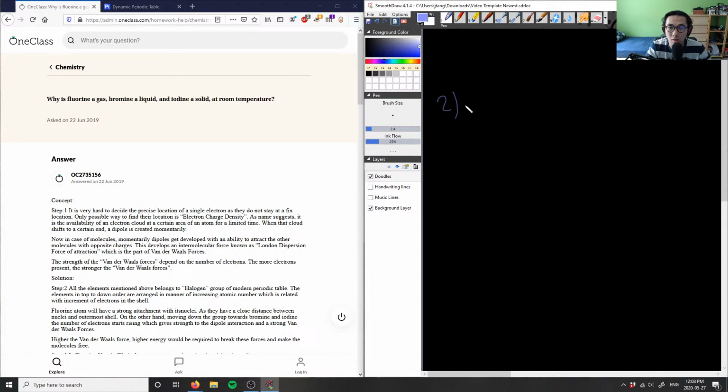It's actually a pretty complex question. We're talking about fluorine, bromine, and iodine here, and these are all halogens, right? So when we talk about these halogens, we can look at our periodic table. We have F, which is a gas. We have Br as a liquid. And then we have iodine here, which is a solid.